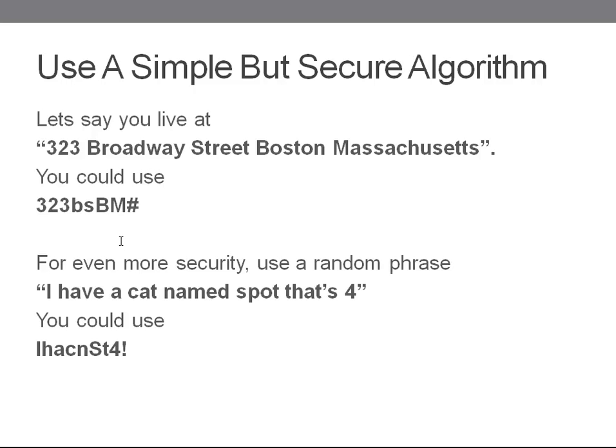If you want to go a step further and you don't want to use something that's common like an address, you could use a certain phrase, like, let's say, I have a cat named Spot that's 4. So you could use something like this, which is a little more secure. People aren't going to get this password if they know you have a cat named Spot. They're not going to put that together. That's really, if they even know you have a cat named Spot, which most hackers don't.